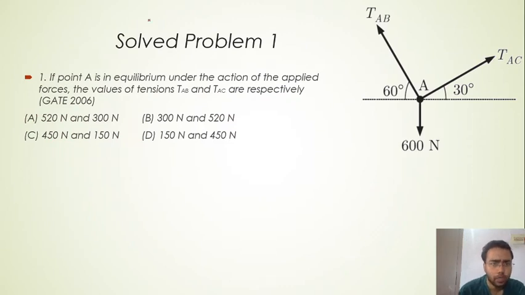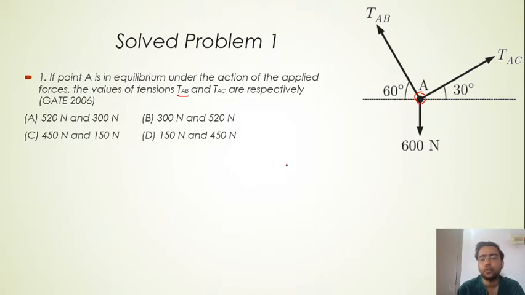Let us solve some GATE problems, last year GATE problems. So this is a GATE problem from 2006. It is pretty easy again, because in this problem, just after seeing, I know what I am going to find out, and I don't even have to make a free body diagram in this problem, right? So just to read it out, if point A is in equilibrium under the action of applied forces, the values of tension TAB, meaning this force TAB, and TAC, meaning this force, are respectively what?